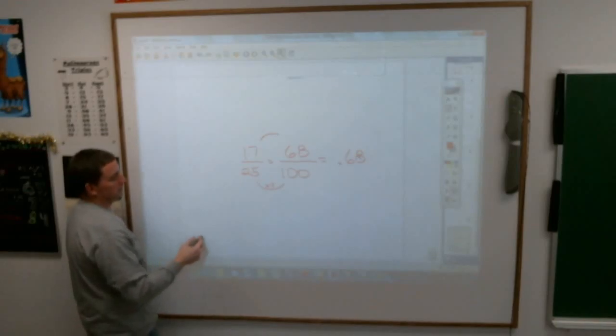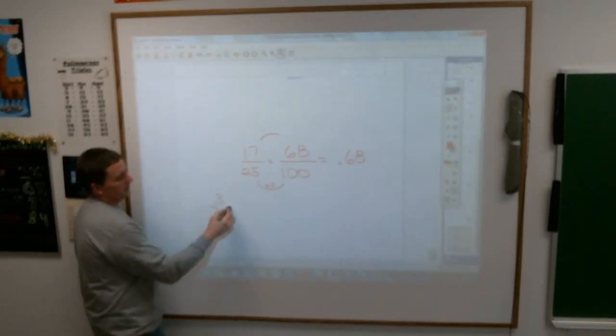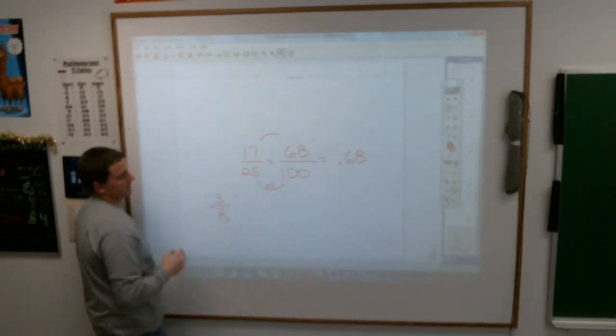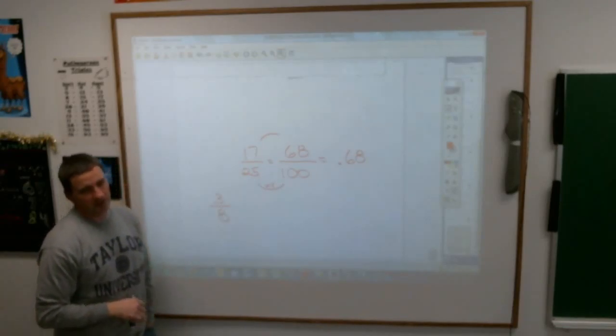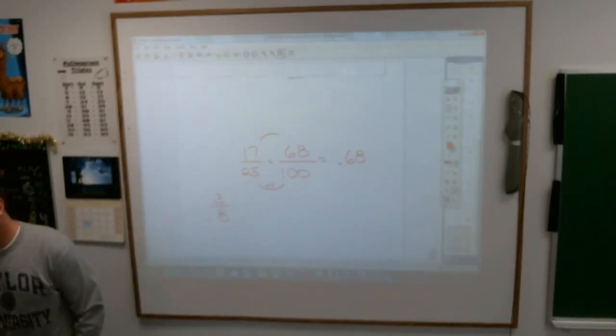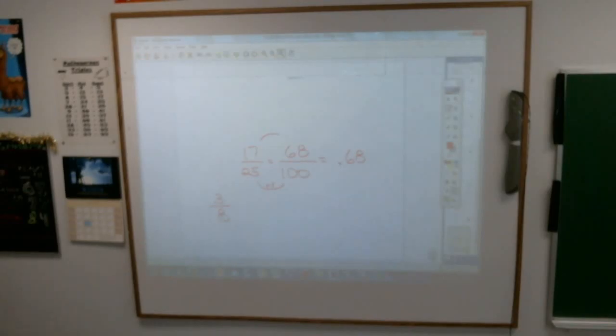But, ladies and gentlemen, children of all ages, what about 3/8? Because you can't change an 8 into a 10 or 100. You actually can change it into 1,000, but at some point we have to stop that vicious, ugly stuff, and we have to decide, how can you change 3/8 to a decimal?